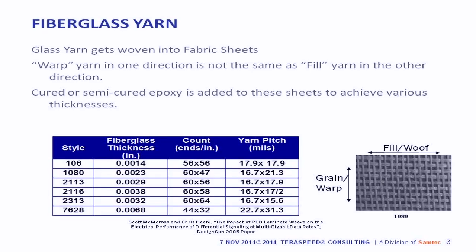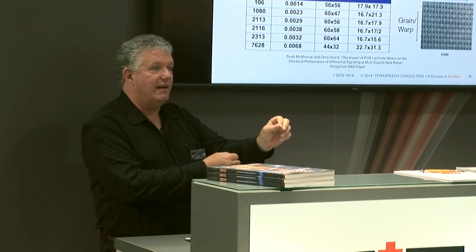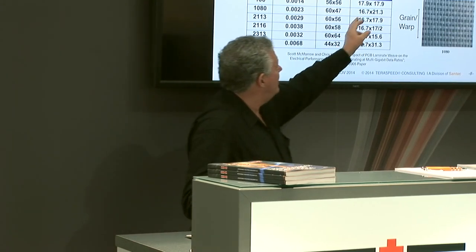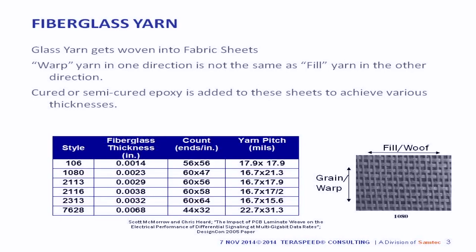In the fiberglass, there are a bunch of different categories or styles of weave. These dictate the number of threads per inch, so how fine the fiberglass is, which dictates the actual pitch of the fibers as they're rolled out on the roll. They also dictate the thickness. Some fiberglass has very thick strands of fiber. Other fiberglass has very thin strands of fiber, and those affect electronic performance.